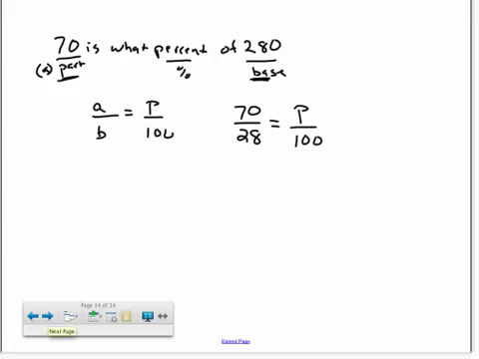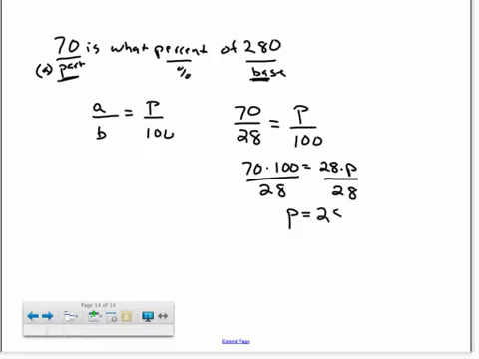And solve for P. 70 times 100 equals 28P. Divide both sides by 28. And you probably would punch that into the calculator. And when you get done, you should come out with 25% for the answer for that one. So that's number 4.